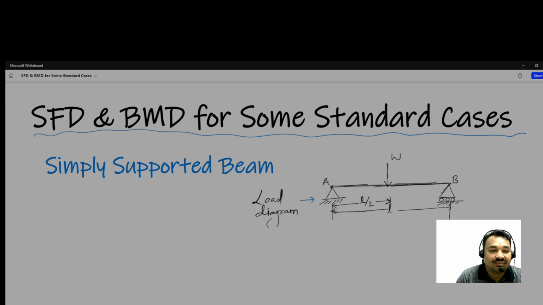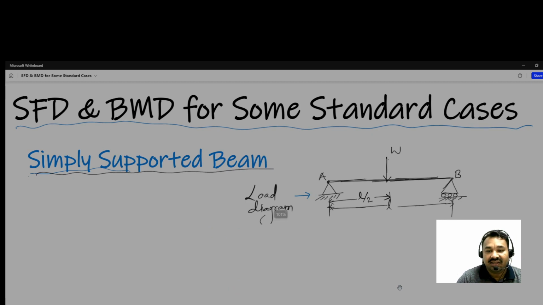Now let us discuss the simply supported beam, the same SFD and BMD for a simply supported beam. For that, let us draw the load diagram, which I have already drawn to save time. So here at one end, the end name is A and the other is B. At one end, this is the hinge support, and this is the roller support. How many rollers? 3 rollers are there.